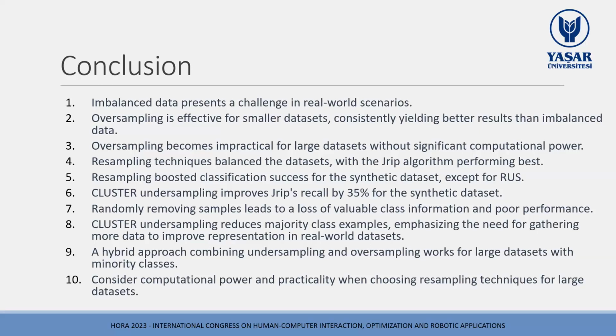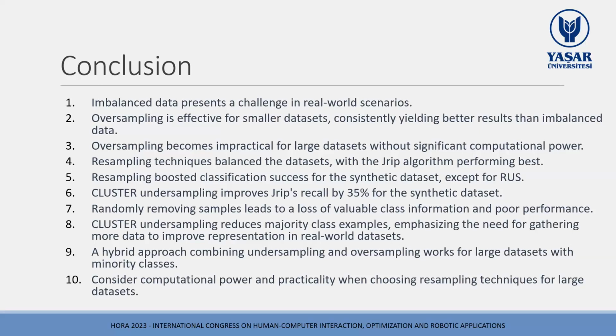This emphasizes the need to gather more data, particularly from the minority class, to improve representation and enhance the performance of machine learning models. Randomly removing samples from the datasets proved detrimental, leading to a loss of valuable class information and poor performance. Additionally, the hybrid approach of combining undersampling and oversampling has shown promise for large datasets with minority classes. It is crucial to consider the computational power and practicality of the chosen resampling techniques, particularly for large datasets.